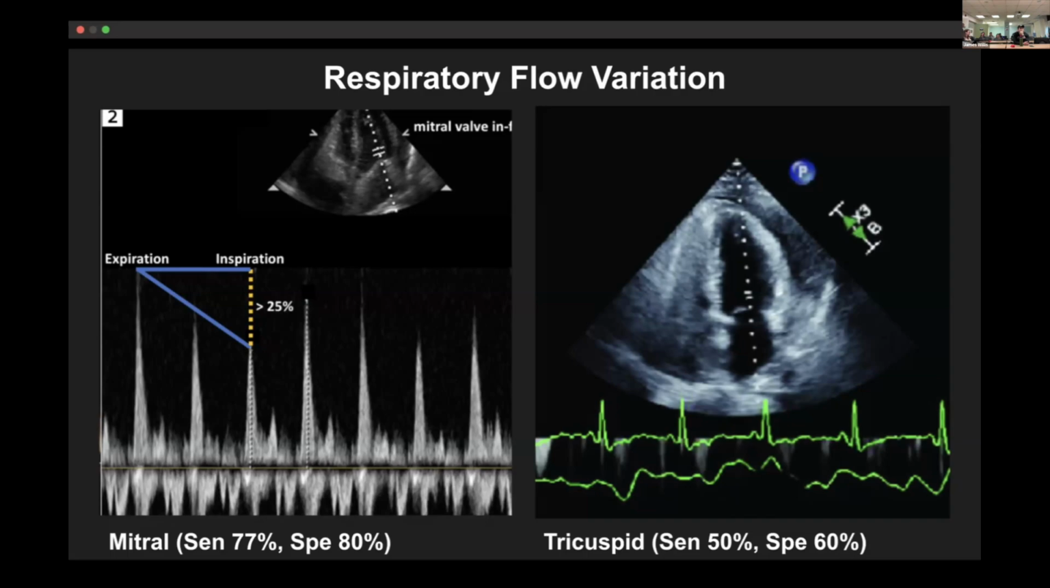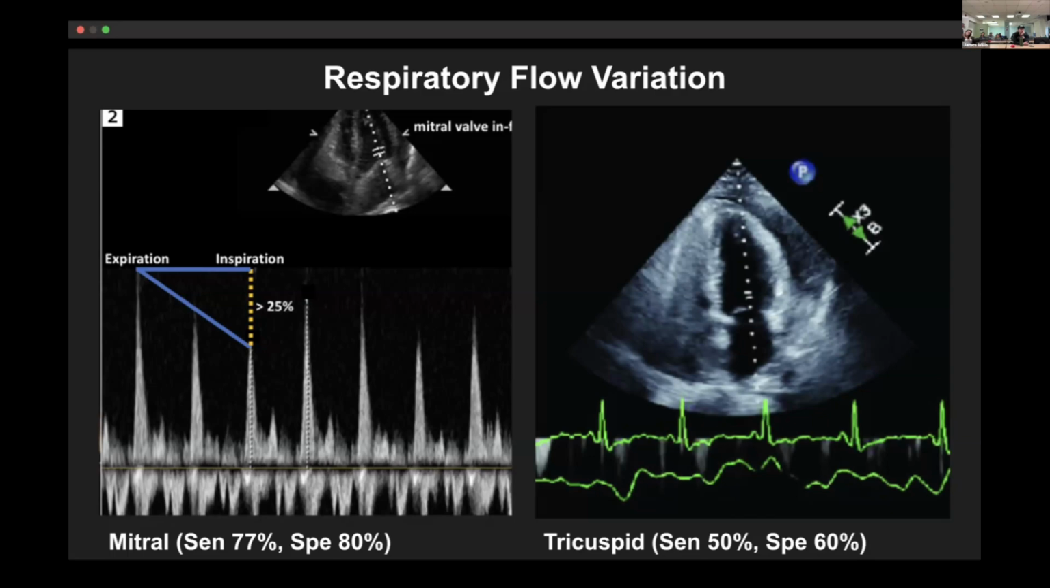So respiratory flow variation just goes back to that point of ventricular interdependence. Because tamponade has exaggerated that ventricular interdependence, the change in the E wave, the flow of blood into the left ventricle, is exaggerated because it's now less during inspiration. So the difference between the E wave of expiration and inspiration is greater.